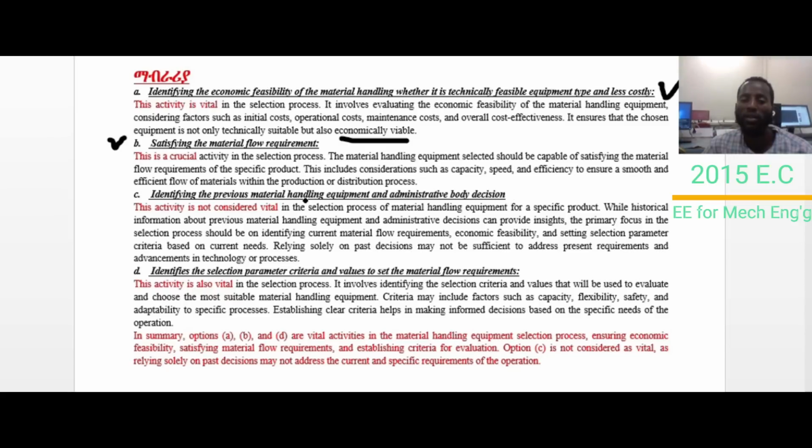So no need of this identifying the previous material handling equipment and administrative body decisions to select the right material handling equipment or machine for specific use. The other, identifying the selection parameter, criteria, and values to set the materials flow requirement. This is also a vital or important thing that we have to perform during this material handling equipment selection process.